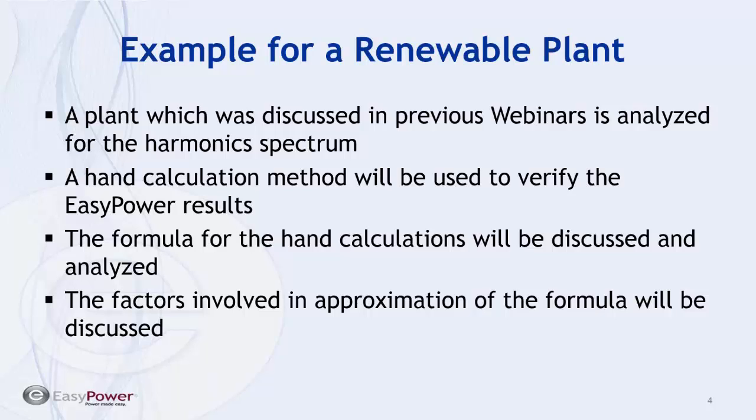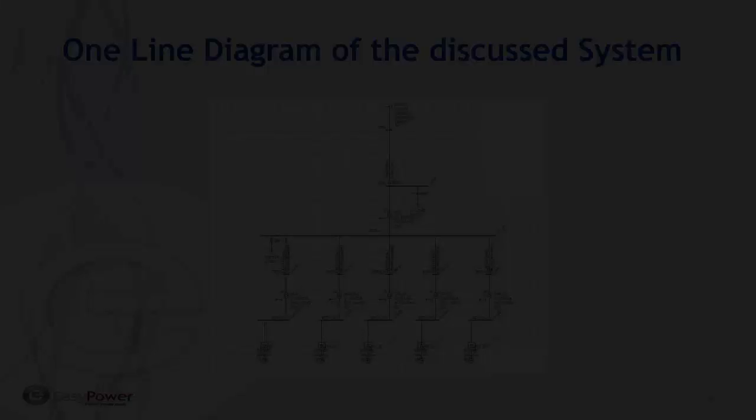Hand calculation method will be used to verify the EasyPower results. This is again the same type of work that we did before, and what it means is that once we get the results out of the harmonic module, then we do the hand calculation to compare the hand calculation versus the EasyPower results. The formula for the hand calculation will be discussed and analyzed. The factors involved in approximation of the formula also will be discussed.